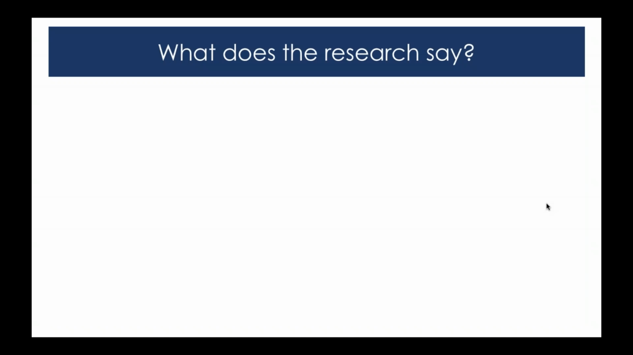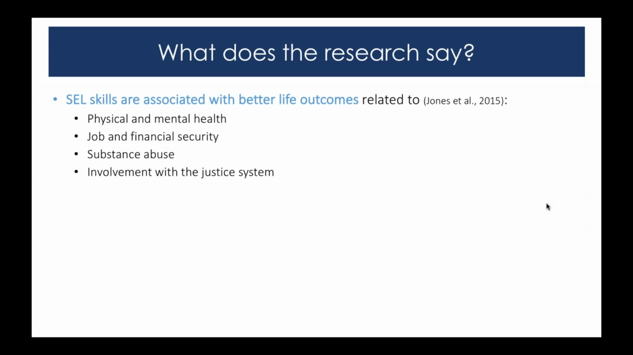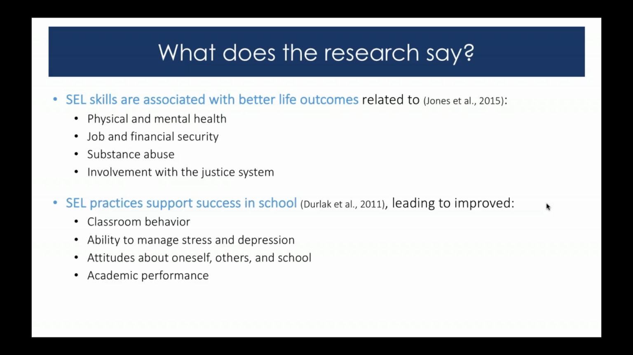So what does the research say about this? The big picture is that SEL skills are associated with a host of life outcomes related to things like physical and mental health, job and financial security, substance abuse, and involvement with the criminal justice system. So the skills that kids and teens learn when they're young really have long-term outcomes for their health and success.